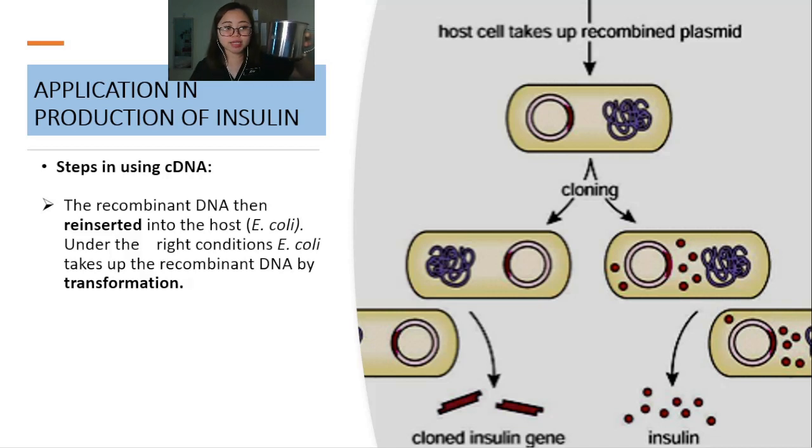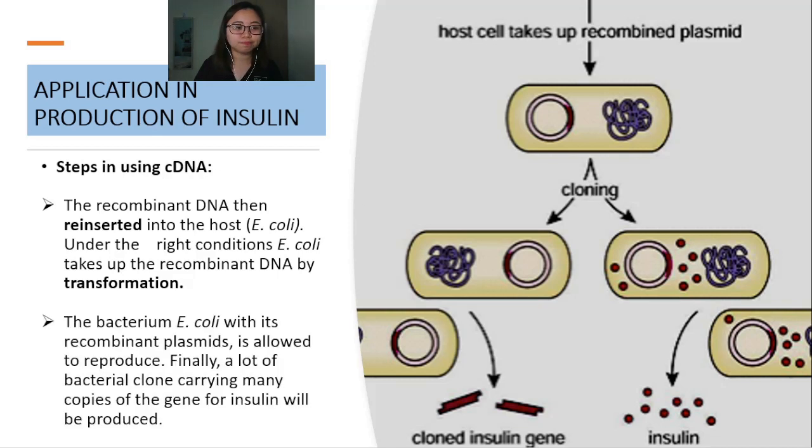Now, this recombinant DNA is inserted into the host, which is E. coli. Take this. In here, contain E. coli. Ada E. coli kecil-kecil di dalam ni. Saya campurkan recombinant plasmid ke dalam. Under the right conditions, the E. coli in my solution will take up the recombinant DNA by transformation. Okay. Ada E. coli yang akan ambil recombinant plasmid tersebut. Dan kalau dia berjaya, itu adalah proses transformation.